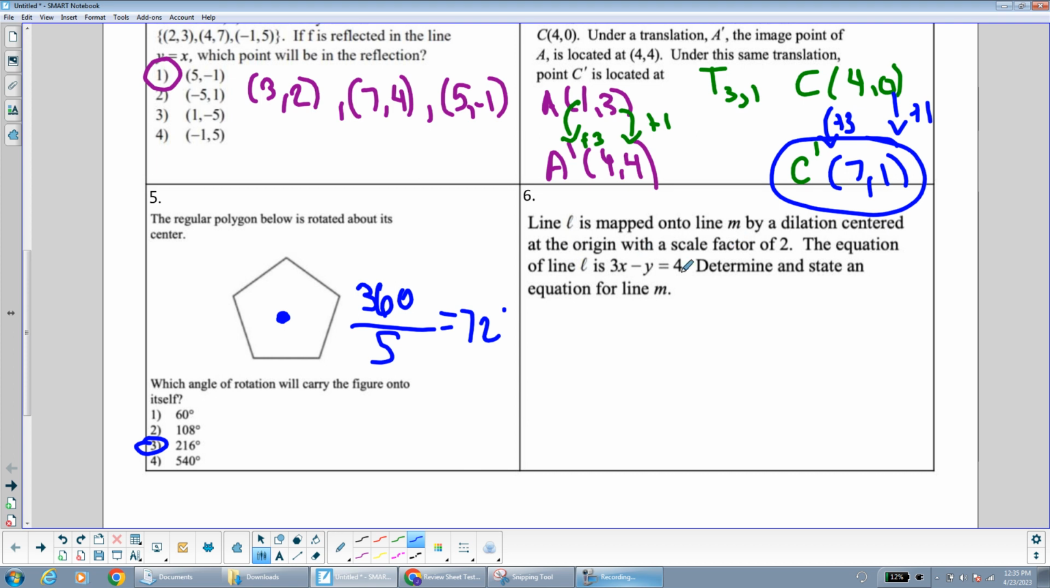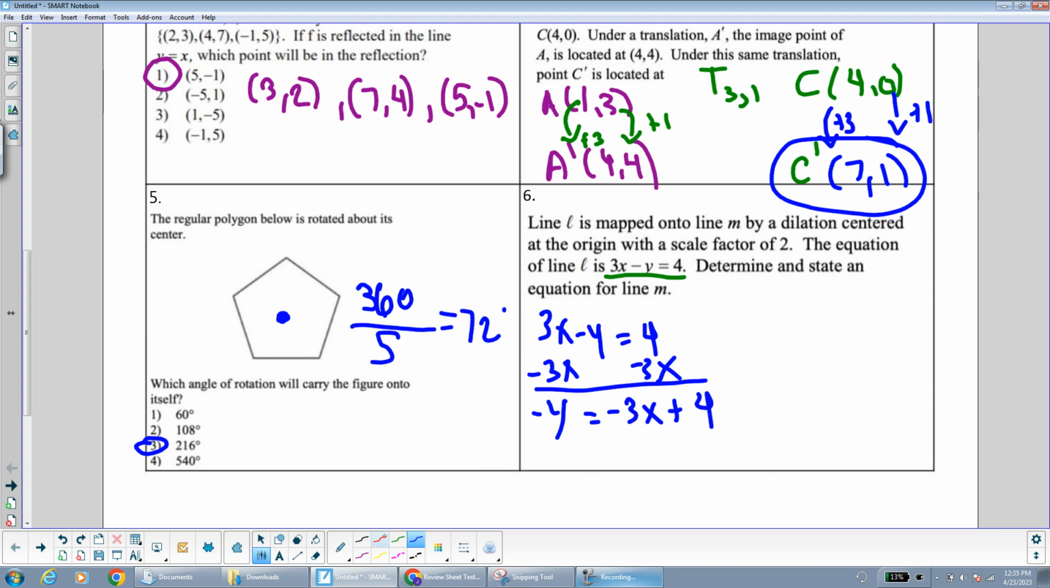The equation of the line is this, and we need the line of the dilation, the image of this line after the dilation. So if I put this into y equals mx plus b form, let me rewrite it here. Let me subtract 3x to the other side. So I have negative y is equal to negative 3x plus 4. There's an invisible 1 in front of the y, so I'm going to divide everything by negative 1 so I can get y by itself. So I have y is equal to 3x minus 4.